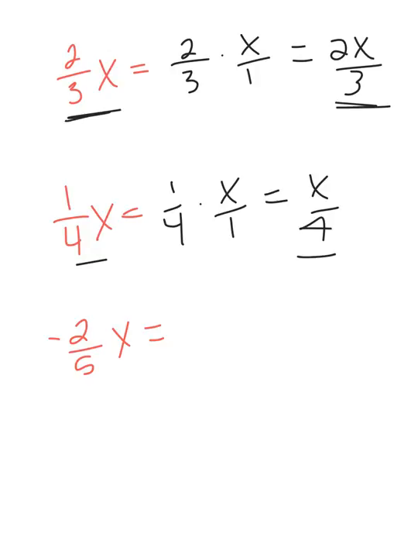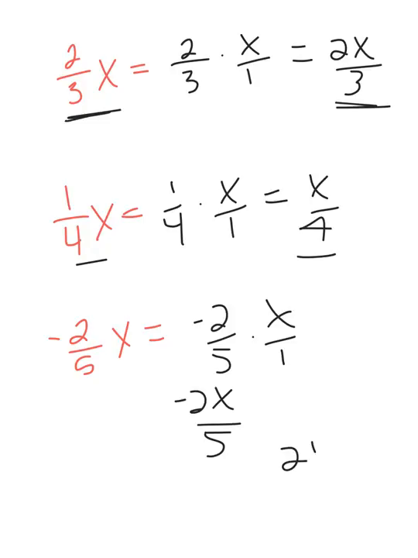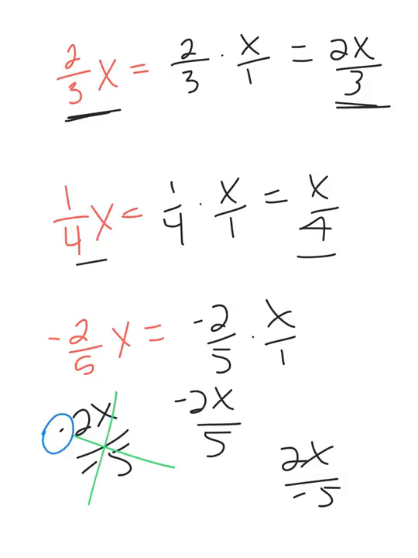Negative 2/5 x is negative 2/5 times x over 1. You might see it like this, but you could also see it like that. They're both the same, as long as the negative is only in one spot. This is not correct, because the double negatives would make the end result a positive.